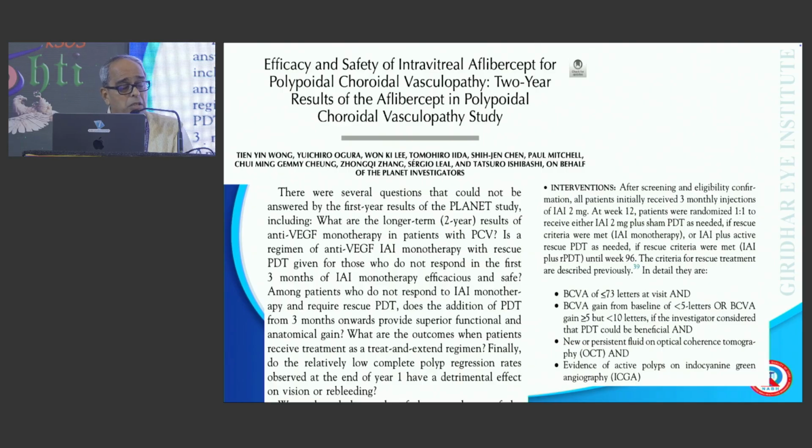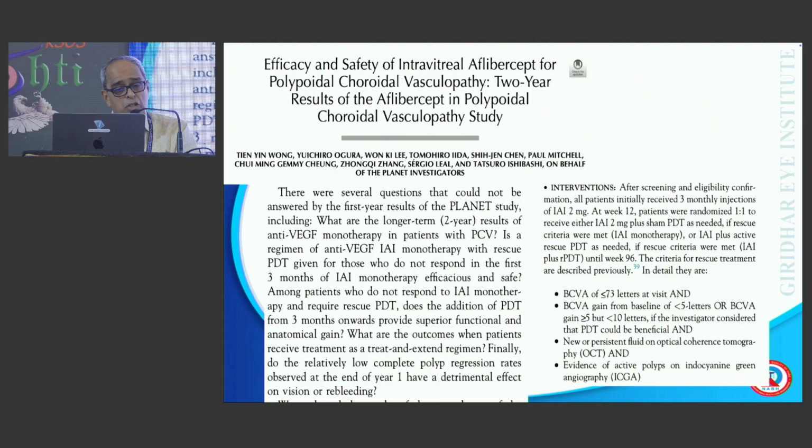So coming to PCV management, this particular article is very, very important, the PLANET trial, that tells us about the role of aflibercept in PCV. This particular publication did not get much importance when it was published, but in today's scenario, it's very, very important because it gives us 3 messages.